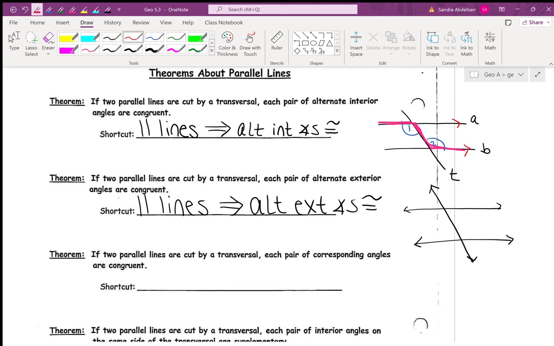So once again, if I have line A, line B, and line T, and I tell you that line A and line B are parallel, do we agree, let's call this angle 3 and angle 4, that angle 3 and angle 4 are the alternate exterior angles? So if the lines are parallel, then we can conclude that the alternate exterior angles are congruent. That's what this theorem is telling us.